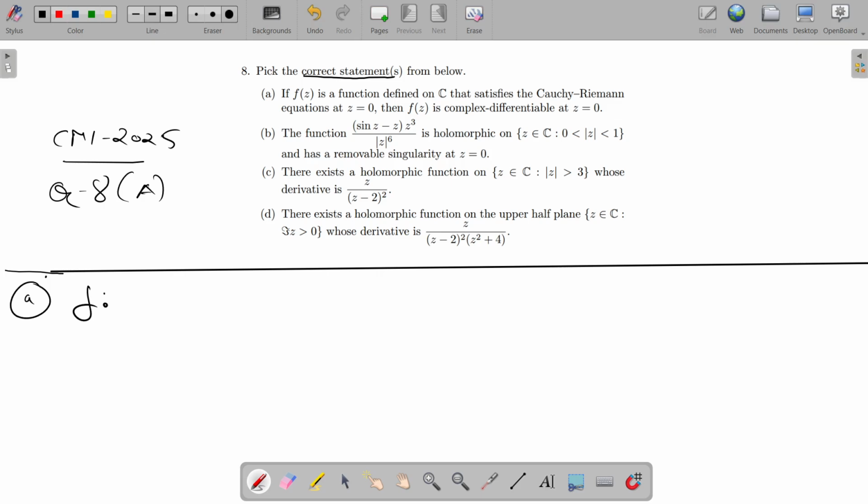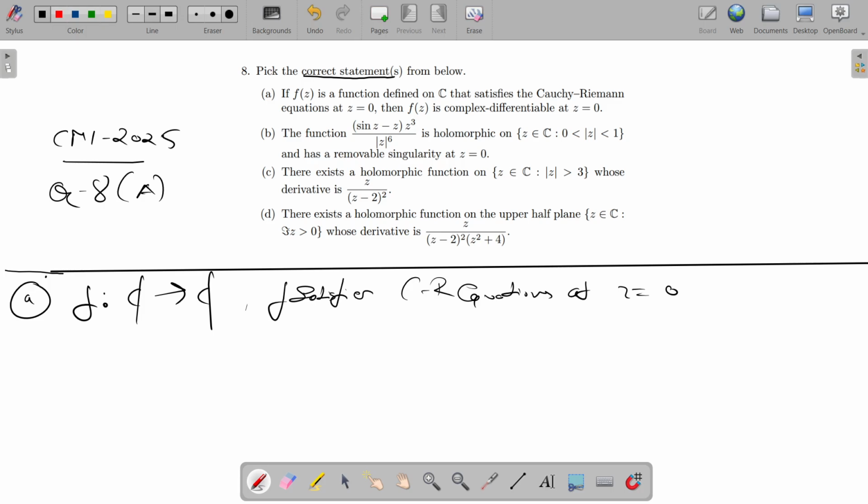So f is defined from C to C, and f satisfies the CR equations, the Cauchy-Riemann equations, at z equals 0. This is given. Then f(z) is complex differentiable at z equals 0. And this is not always true.